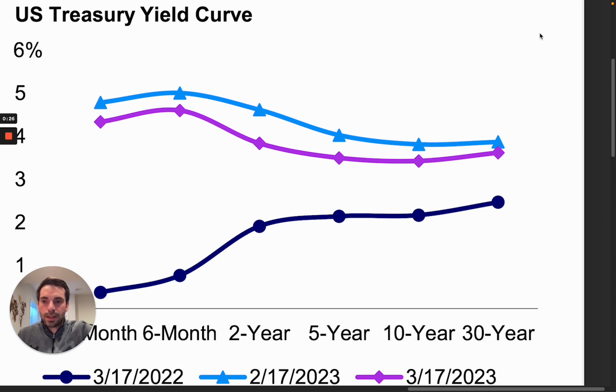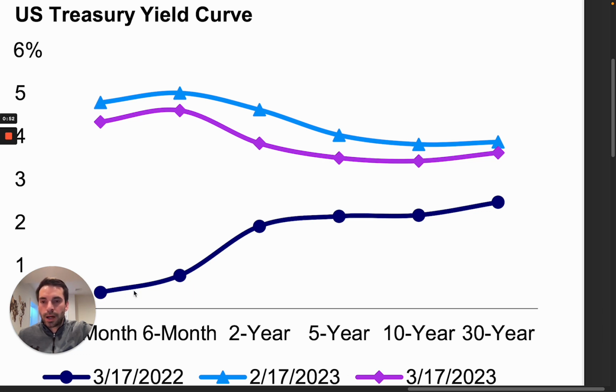And duration is just a fancy term for how sensitive a bond's price is to a movement in interest rates. And the shorter term your maturity, or the shorter term your bond is, the less sensitivity it's going to have to interest rate rises. So what we see here on this chart is as of a year ago, as of a month ago, and then where we're currently at as of last week.